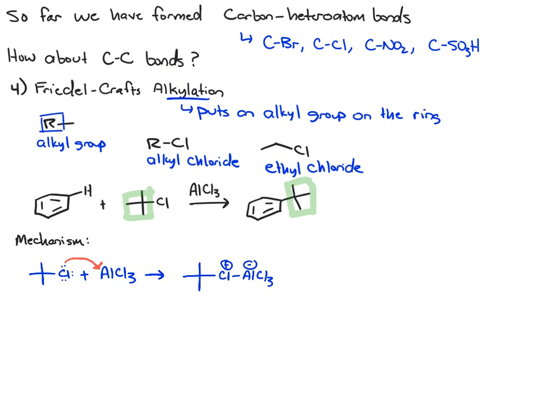From here, and this step can kind of vary depending on what alkyl group you have, but we're going to try to keep it as simple as possible and just always think of this as going ahead and losing this group to give you a carbocation. So here we have the tert-butyl cation and AlCl4 minus. So now this tert-butyl cation is your active electrophile. That's what will react with the benzene ring.